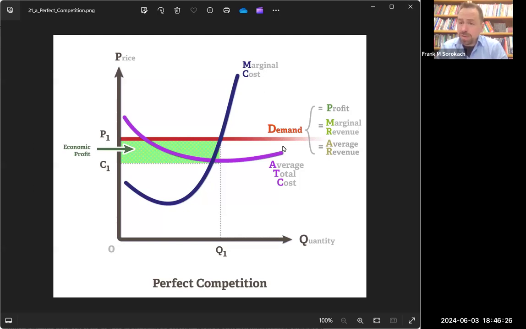perfectly elastic, which means that any change in price is going to affect how much quantity people want. So basically, anyone that's competing in a perfectly competitive market can only charge one price. There's only one price. And the reason that we would say there's only one price is this.